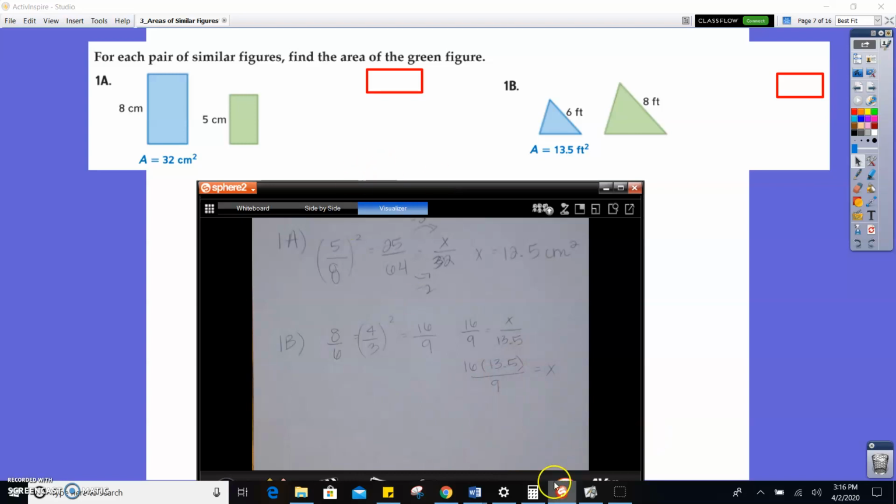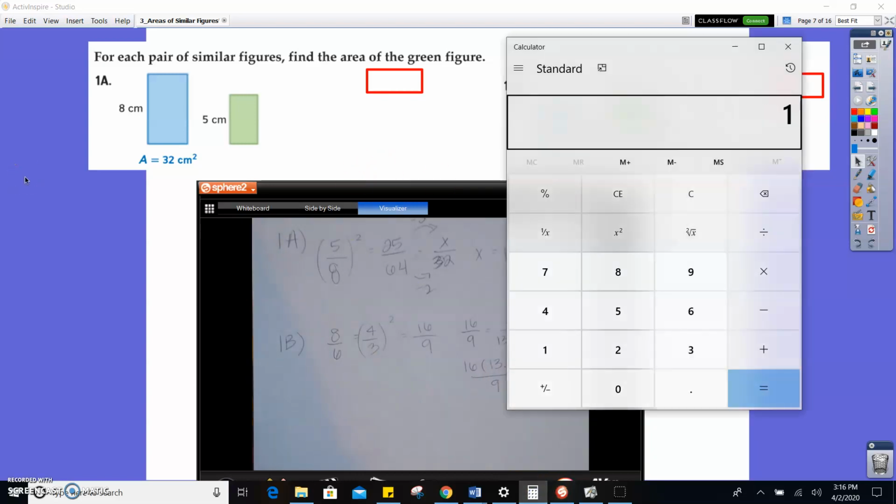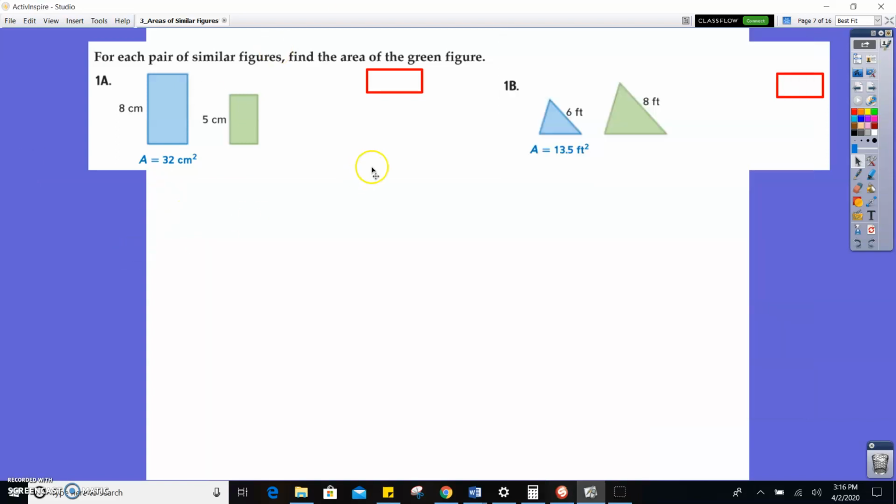So we're going to come over with our calculator. 16 times 13.5 divided by 9 gives me a value of 24. So 24 represents the area of the green triangle.